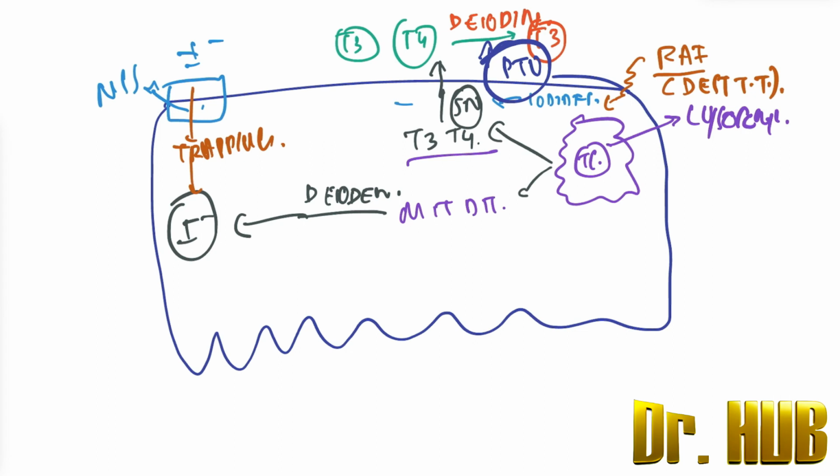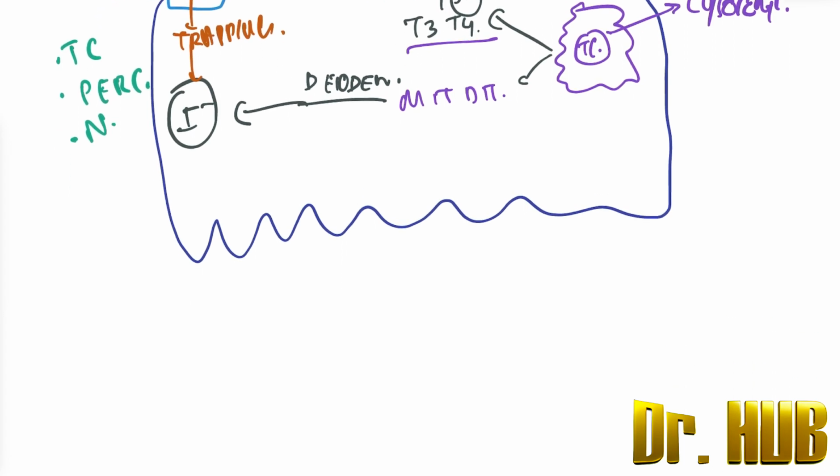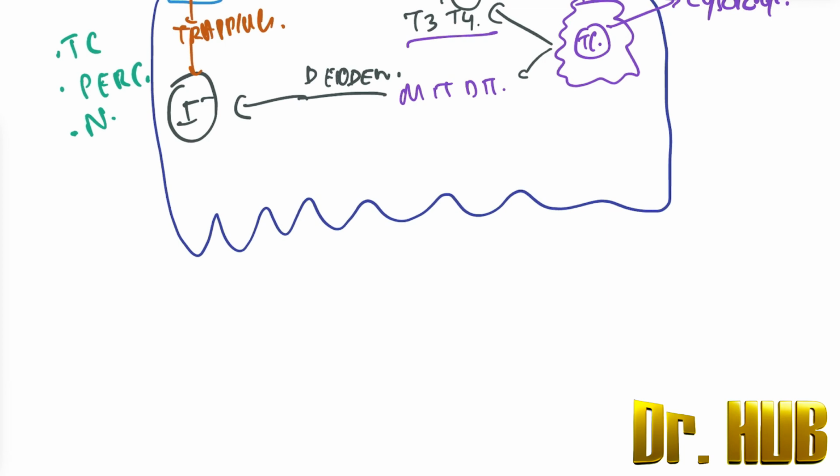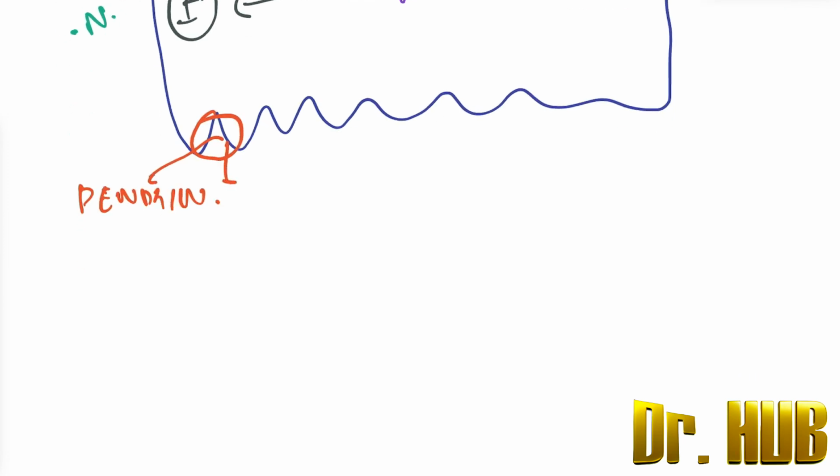Trapping is inhibited by certain things such as the thiocyanate, the perchlorates as well as the nitrates. We'll see in detail the classification later. So this iodine comes out, and there is an exit through the pendrin. This is pendrin. Here the iodine comes out and goes from I minus to I plus.